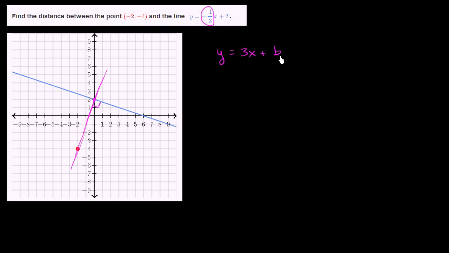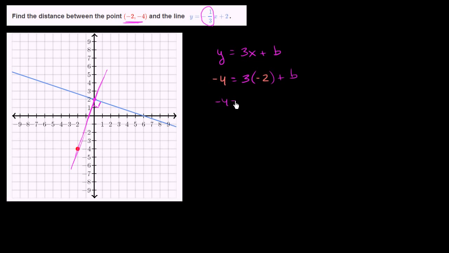So to figure out what b actually is, let's substitute this point right over here. We know that not only is this line slope 3, but this point has to sit on it. So this point has to satisfy this equation. So when x is -2, y is -4, we have -4 is equal to 3 times -2 plus b. Let me write the -2 in there. 3 times -2 plus b. And now we can solve for b.